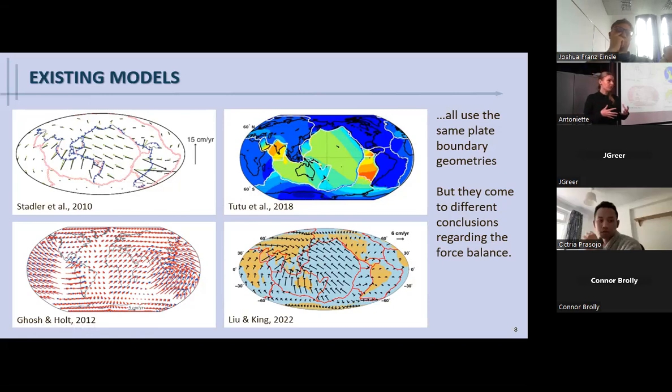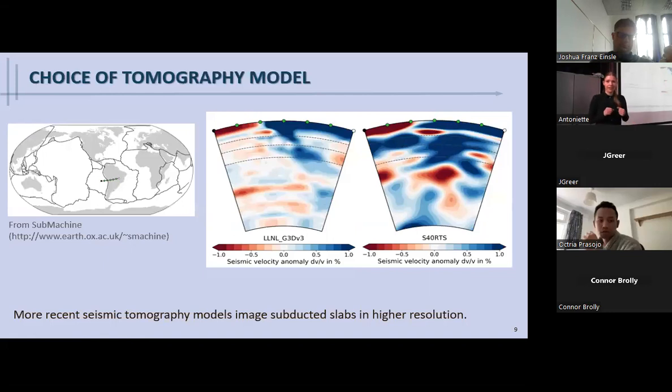And another thing that's important about these models: to predict the plate motions, the model needs to assume something about the internal density structure of the Earth. And that usually comes from a seismic tomography model. So it's important to think about what seismic tomography model we use here. And this slide is to illustrate why that can be really important.